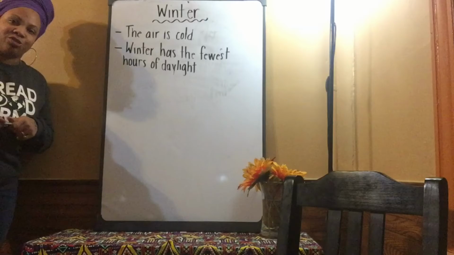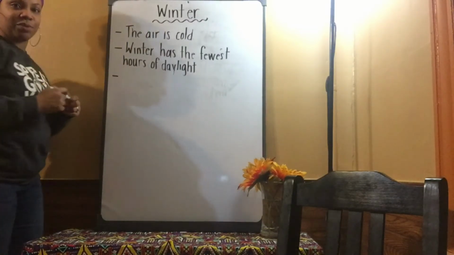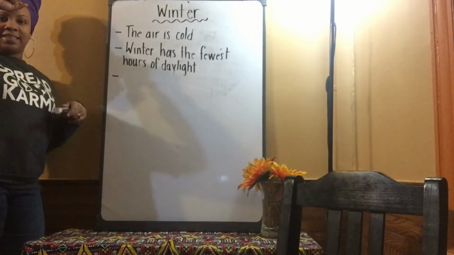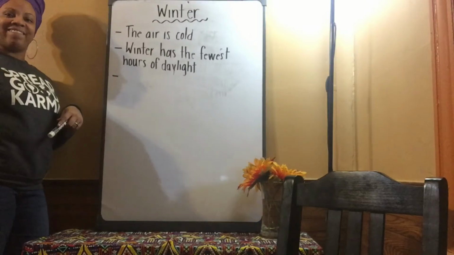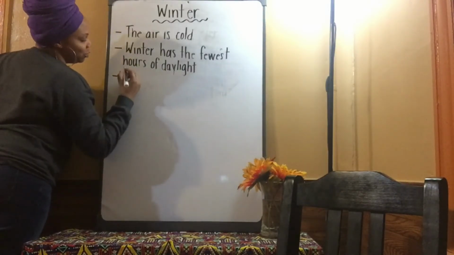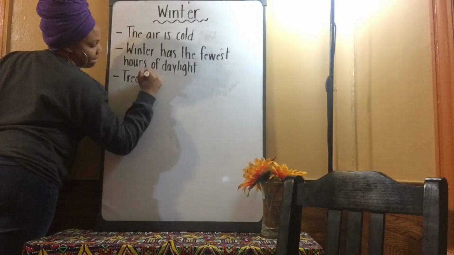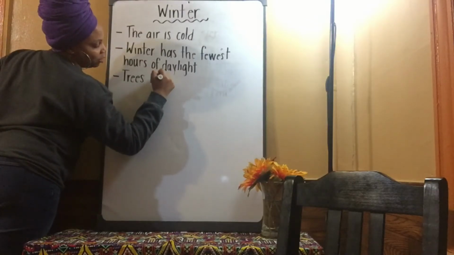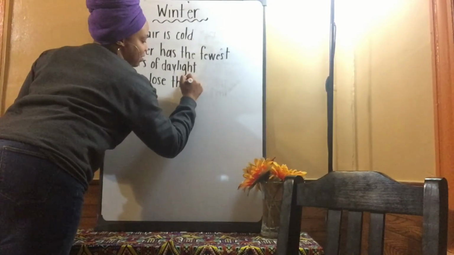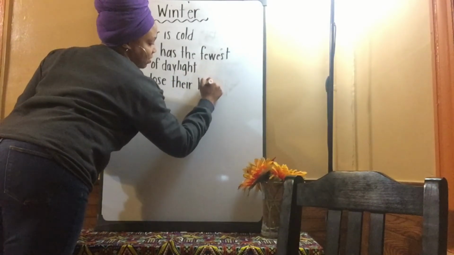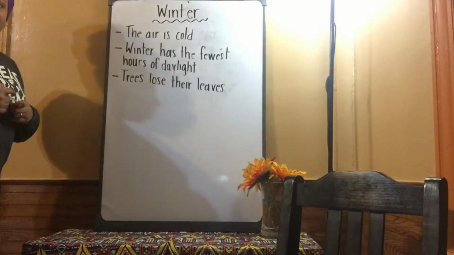All right, what happens to the trees? What happens to the trees, Congo? And you all are going to give me this answer, okay? So put it to your head, put it to your mouth, blow and release. Very good. The trees lose their leaves, okay? So trees lose their leaves. Very good.